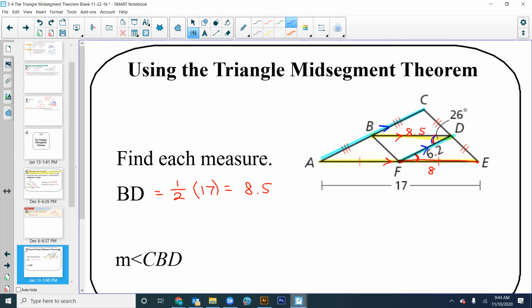If this angle is 26, what's this angle right here? 26. Isn't this the transversal? And aren't these alternate interior angles? So that's the one they asked us for. They asked us for CBD, 26 degrees. CBD, alternate interior to the 26-degree angle up there.